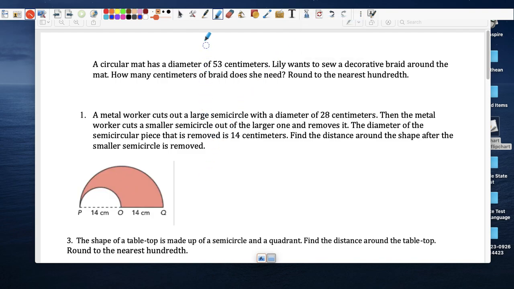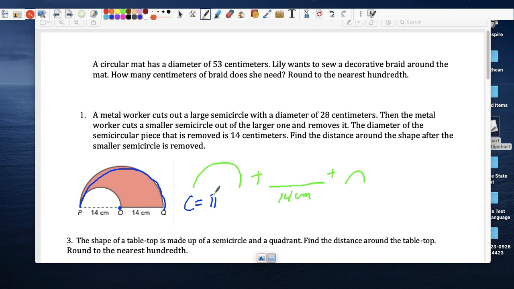So we have to add. The big first semicircle plus this part, which is 14 centimeters, plus this small semicircle. That's what we're looking for. All right, so let's do the first one. We're going to have to find the circumference of the big circle divided by 2. The diameter is 28, because here's the center of the circle. We know that the radius is 14, so the diameter is 28.